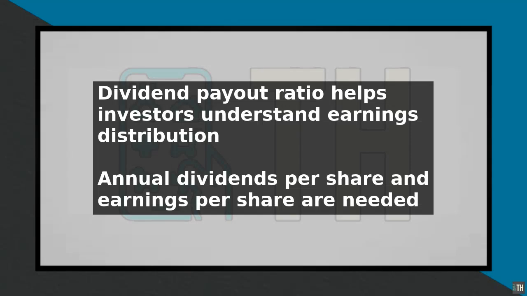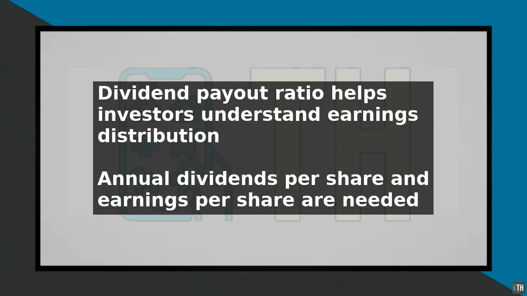The dividend payout ratio is a financial metric that helps investors understand how much of a company's earnings are being distributed to shareholders in the form of dividends. To calculate the dividend payout ratio, you need to know two key pieces of information: the annual dividends per share and the earnings per share.